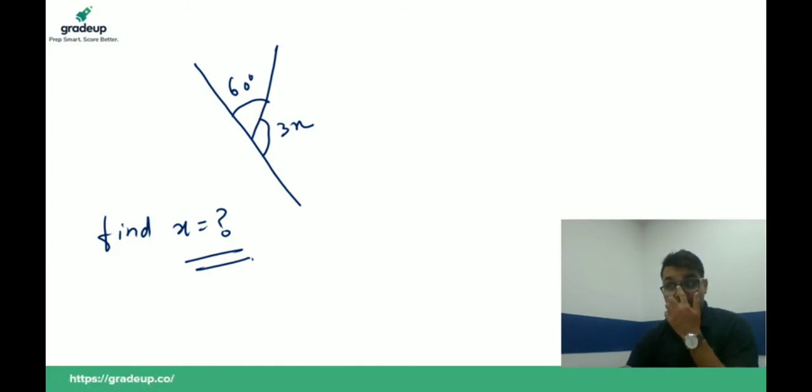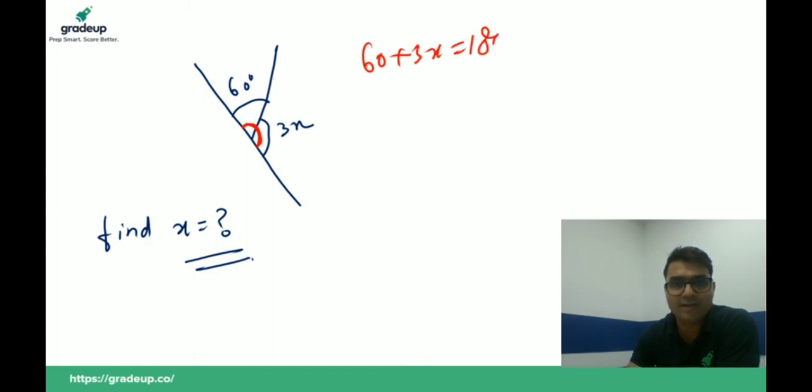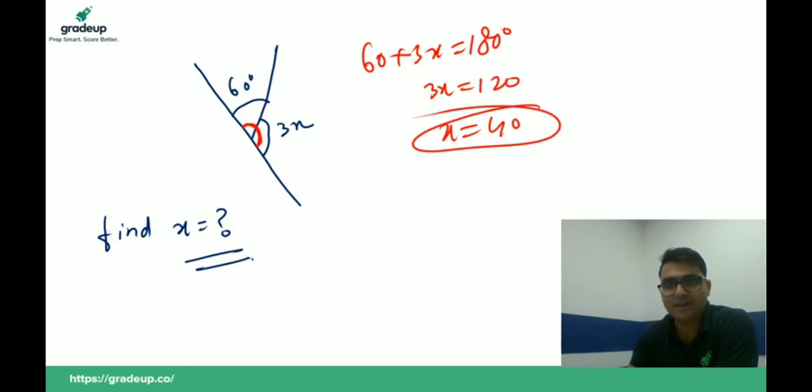Okay, guys, please listen carefully. As you all know, the sum of linear pairs is 180 degree. 3x is equal to 120, so x is equal to 40 is the right answer. All right, is it clear to all of you? Next.